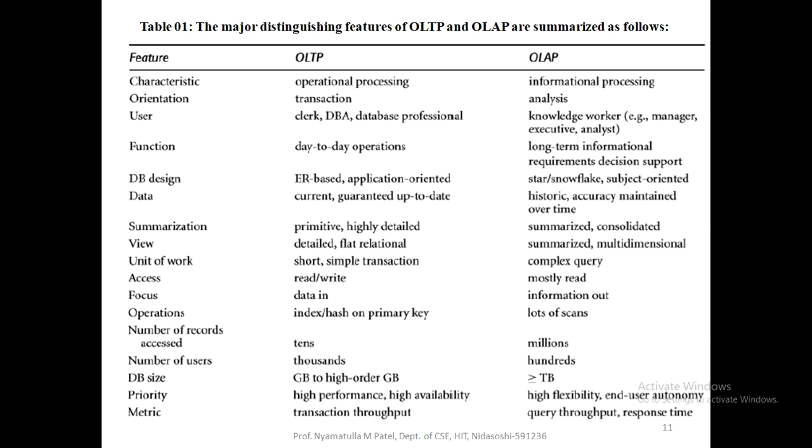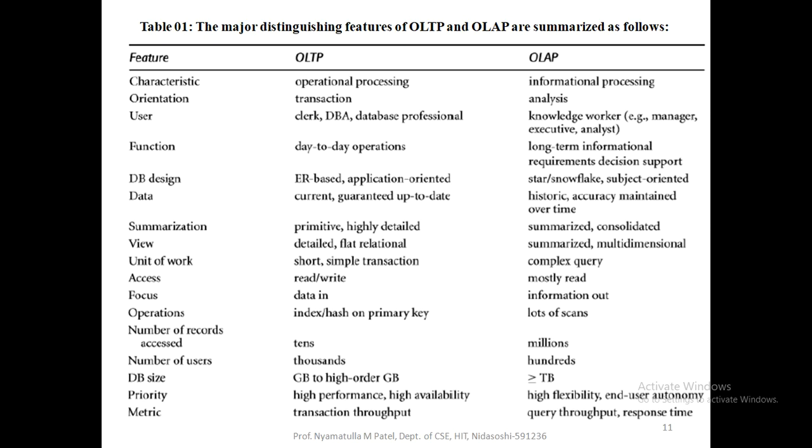Based on the information that is coming from OLAP, particular decisions are taken which will decide the future strategies of a company. Then operations. In OLTP we do index or hash on primary key type of operations, whereas in OLAP a lot of scans of data are done, scanning the data again and again to get the detailed information, and that data has to be such that proper decisions can be taken. How many records can you access? In OLTP you can access tens of records, whereas in OLAP you can access millions of records.